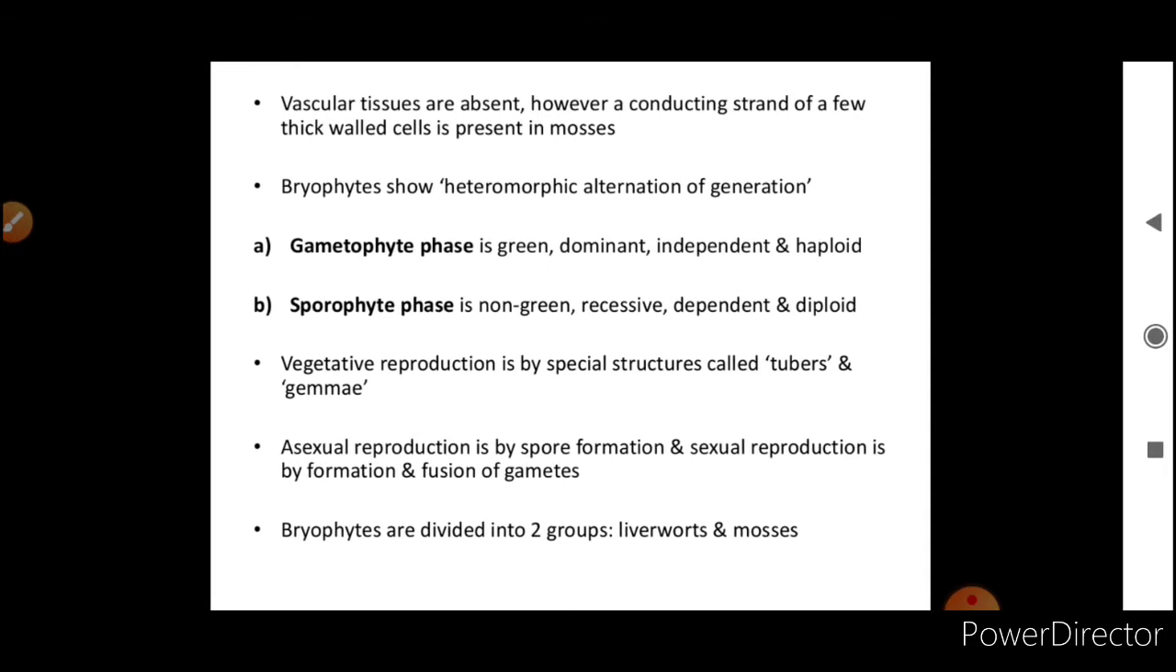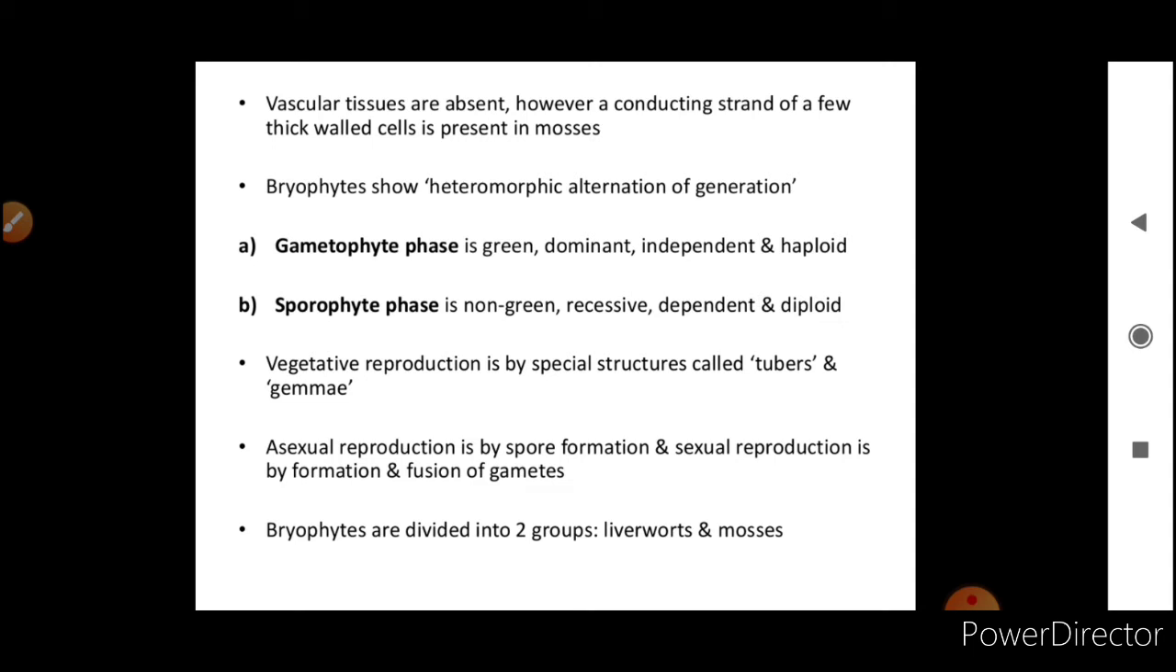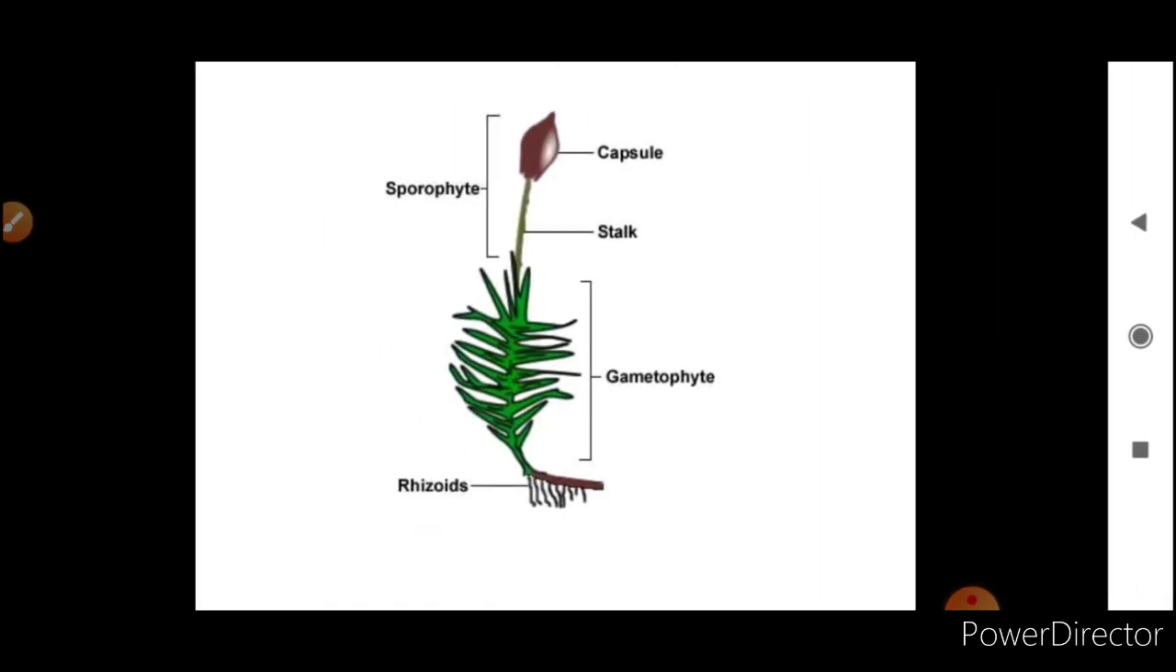Vegetative reproduction occurs by special structures called tubers and gemmae. Gemmae we have already seen. Asexual reproduction is by spore formation, and sexual reproduction is by the formation and fusion of gametes. Bryophytes can be divided into two groups, that is liverworts and mosses.